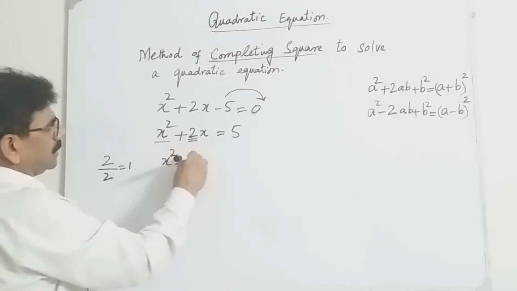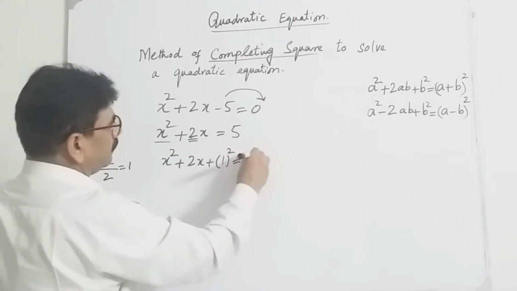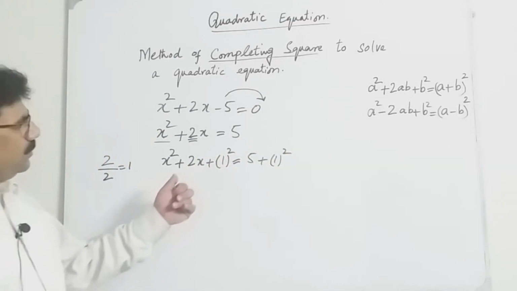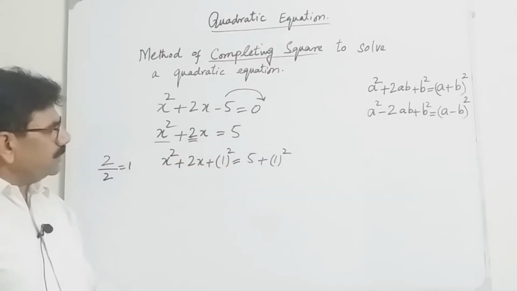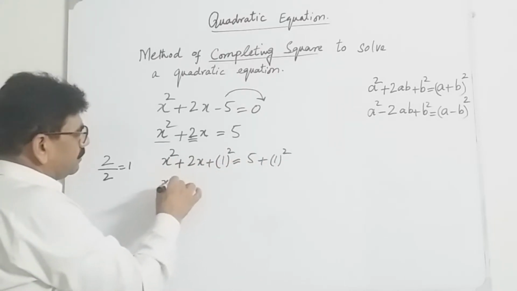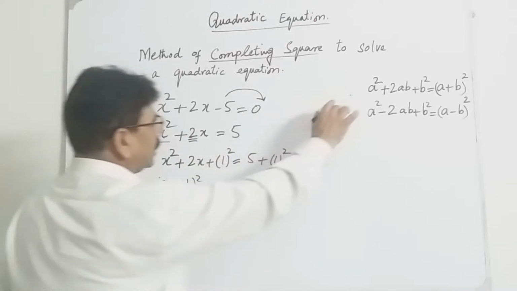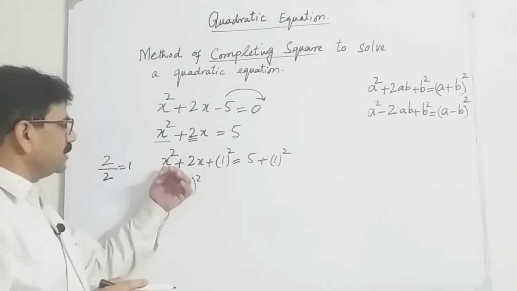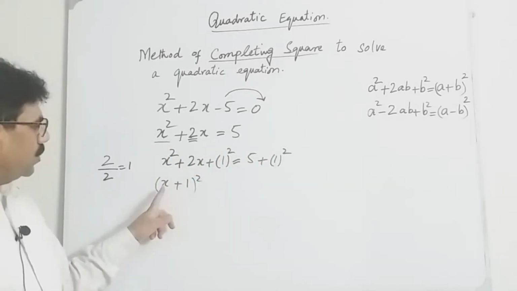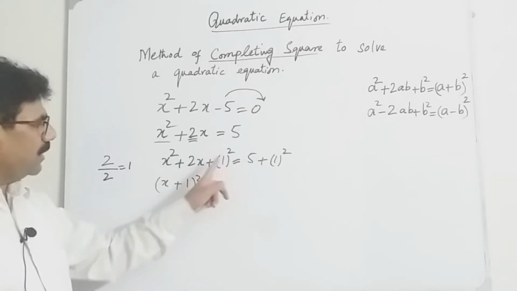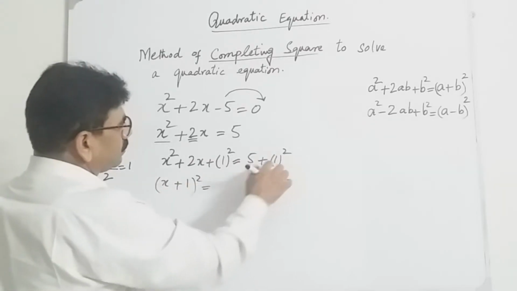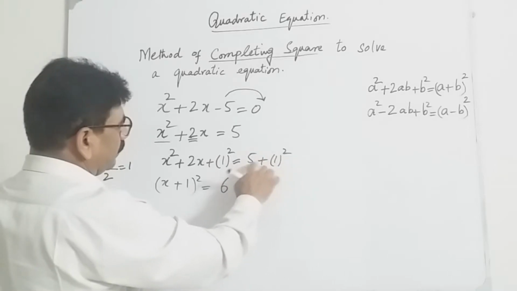We will write x square plus 2x plus 1 equal to 5 plus 1 square. We will add the square of 1 on both sides of the equation, because if we want to add any number on one side of the equation, the same thing will have to be added on the other side to balance it. Now this will become x plus 1 whole square according to the identity a square plus 2ab plus b square, because an expression of the type a square plus 2ab plus b square becomes a plus b whole square. For a we have x, and instead of b we have 1, therefore a plus b will be x plus 1 whole square, equal to 5 plus 1, which is 6, because 1 square will be 1 and 5 plus 1 will be 6.